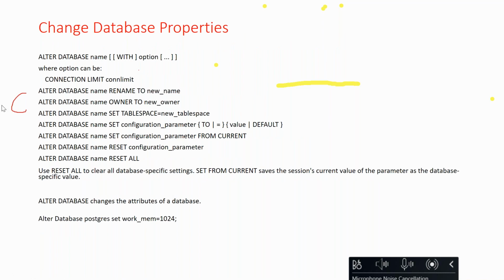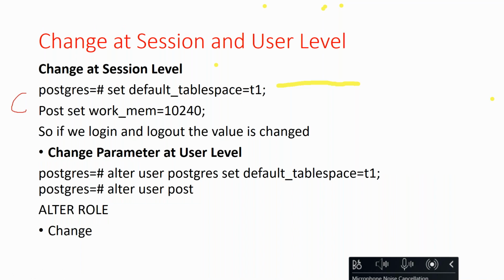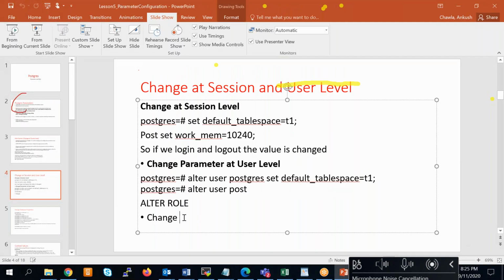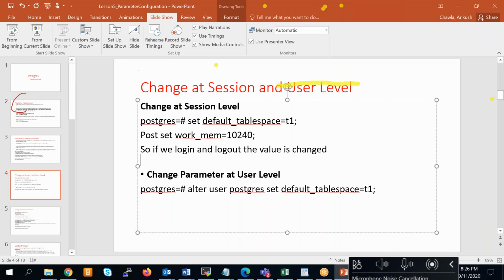Can you go back? Set default tablespace. You are setting the tablespace at the session level, user level, database level, right? This is session level, this is user level. Because the tablespace is holding the physical data of the specific database, right? But why are you setting it at the session level?